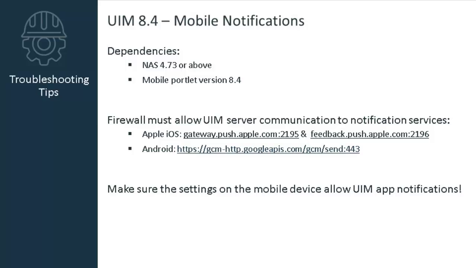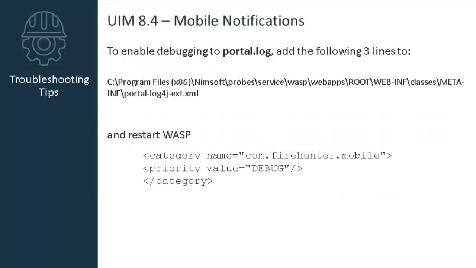So then, as I mentioned earlier, the number one tip is making sure the settings on the mobile device are allowing the UIM app notifications. In Apple or in Android, there are settings that need to be enabled. If there's debugging that needs to happen, we have to go in and make a modification to the file that's listed there, the portal log4jext.xml. And the lines that need to be added are those three that are shown there in Courier. That will allow it to all be logged so you can watch the transaction occur and validate that things are flowing as they should. Note that WASP, of course, needs to be restarted.